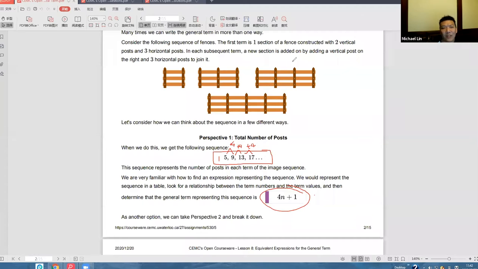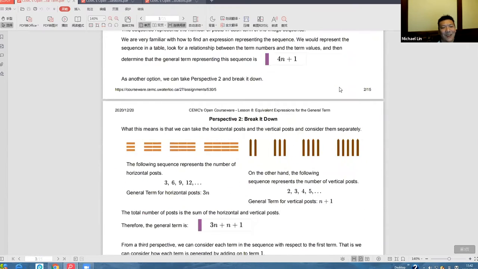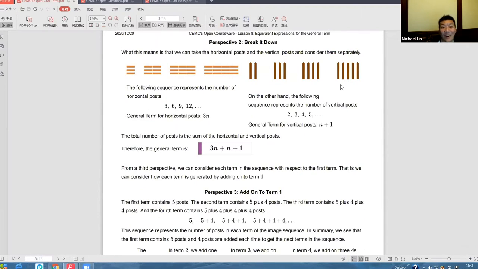Again, it depends on how you want to think about it. I like to think about it that way. You can do the 4n and calculate the difference as well if you want. It's entirely up to you what you prefer. But some students who are very, very clever, they break down the post into horizontal posts and vertical posts.